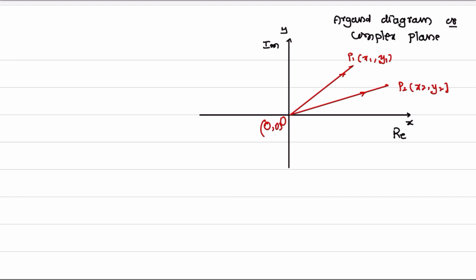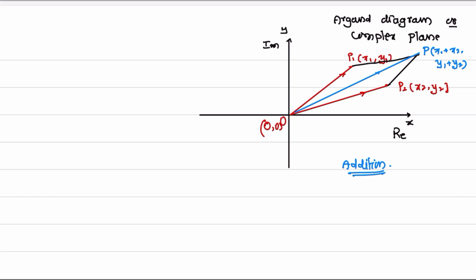And when addition is required, we will go for the vector parallelogram theorem. This is the addition. That is P, x1 plus x2, y1 plus y2. This is addition of complex numbers.